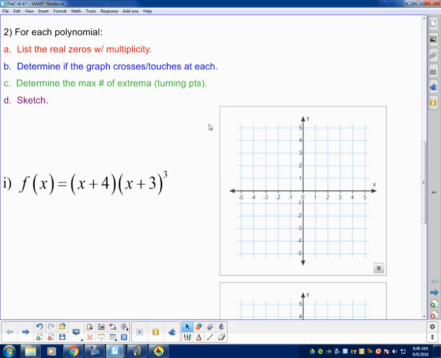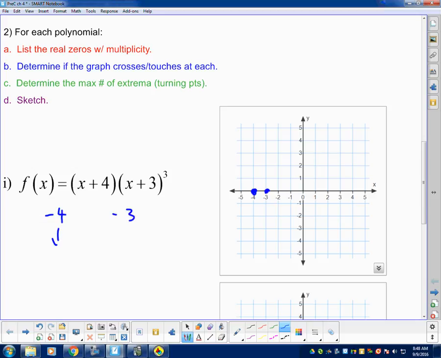What are the real zeros? Can you tell me what they are just by looking at this? Negative 4 is one, yeah. So we can go over here at negative 4 and place a dot. And also at negative 3, okay, and place a dot here. Okay, so we got that. List the zeros, well, we're going to draw them on the graph. We can list them too. They are negative 4 and they are negative 3. And then we'll do like we did up above.